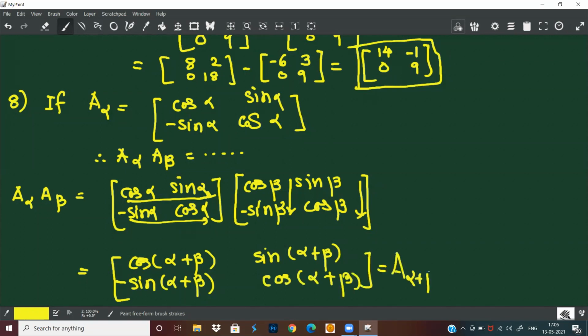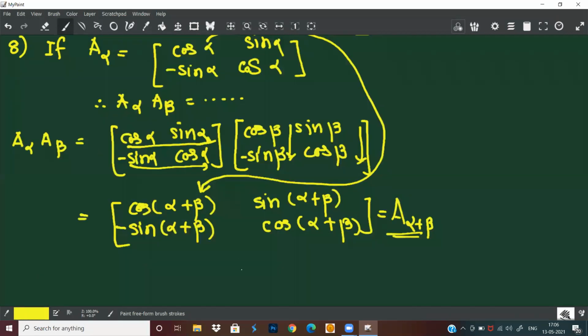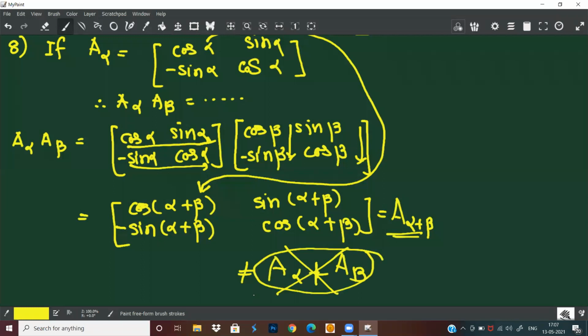Don't you think it is A of alpha plus beta? Everywhere, wherever it is alpha, it is alpha plus beta. Correct? So it is A of alpha plus beta. It is not equal to A alpha plus A beta. Mind it. Okay? Are you clear?